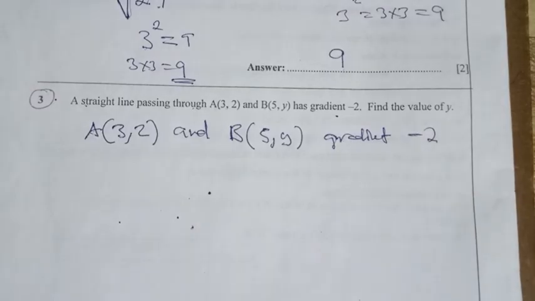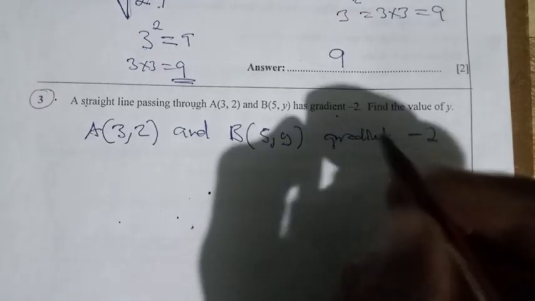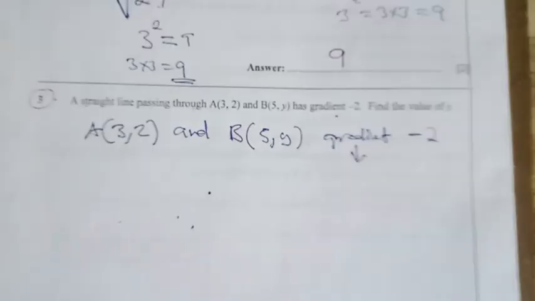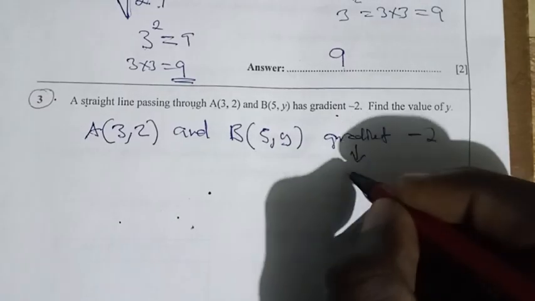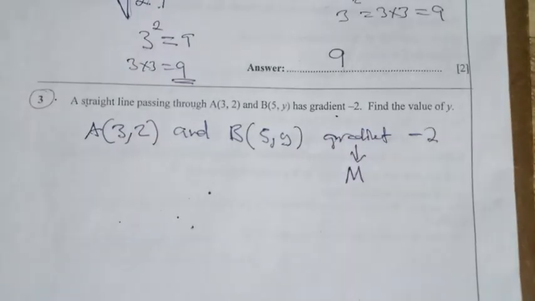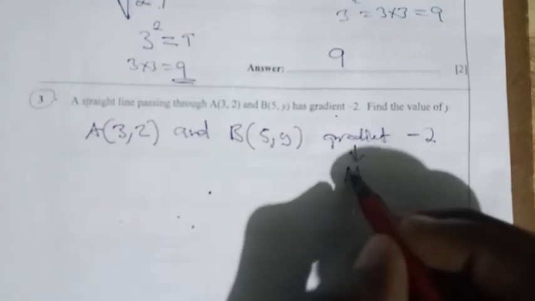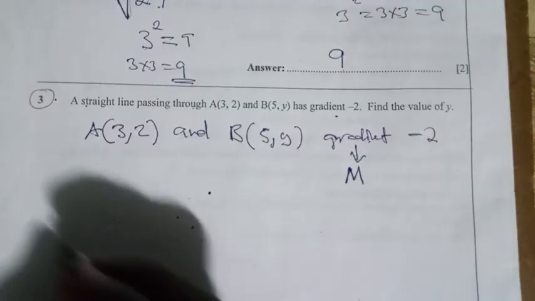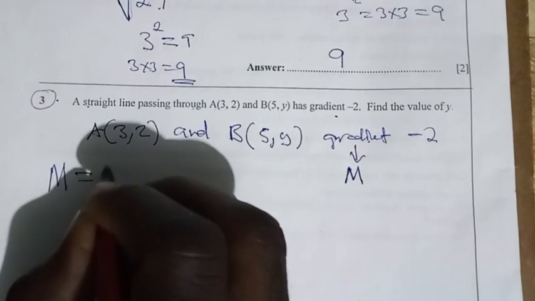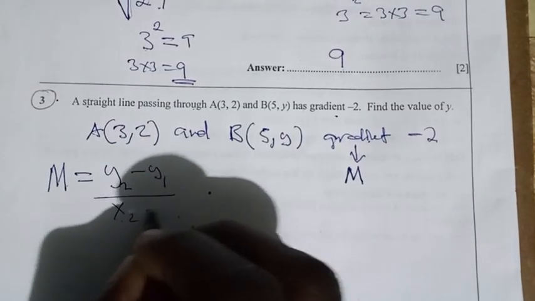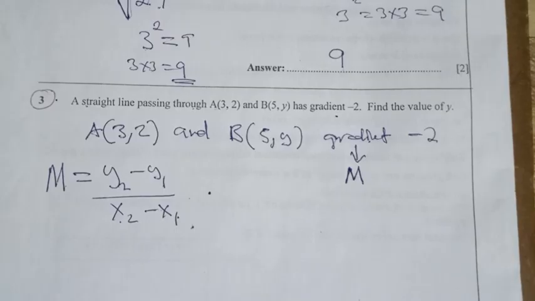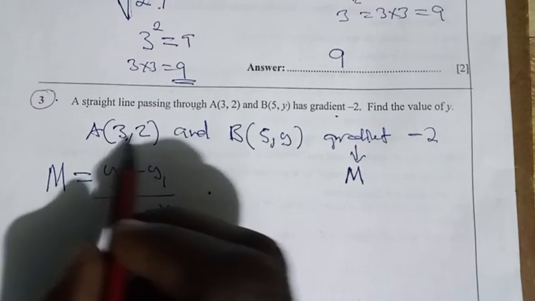Now to solve this question, we use the formula for gradient. Remember, in mathematics the gradient is represented by the letter M. Whenever you see M, it is the gradient. So to find the value of y using the gradient, the formula is M equals y2 minus y1 over x2 minus x1.